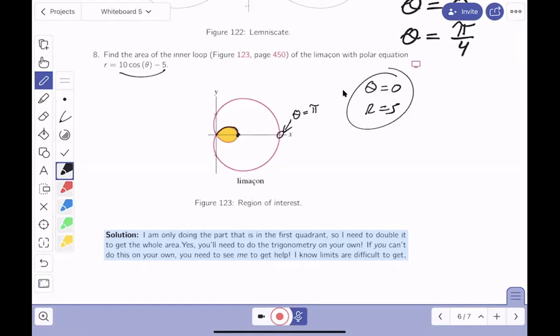Then the question is, when does it hit this one? Well, when r equals 0. So I want to know, when does r become 0 when I move forward from theta equals 0? I'll write this down now. 10 cosine theta minus 5 equals 0. That means cosine theta would equal 1/2. And when does that occur? That occurs at 60 degrees, or pi over 3.